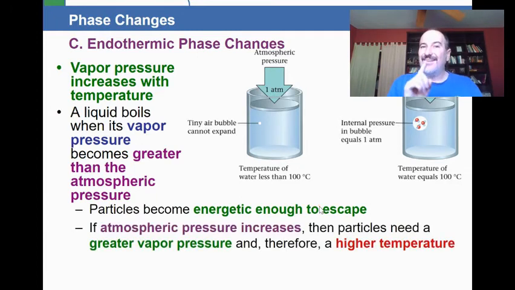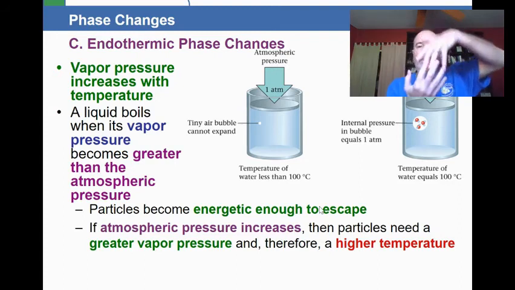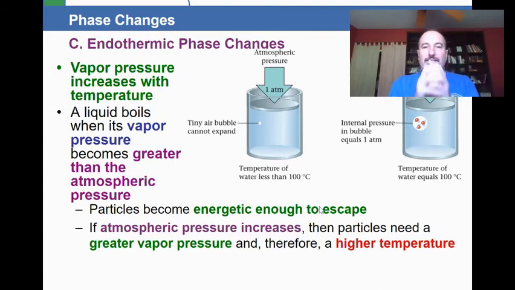Now, here's the cool part. As I talked about before, if you change the atmospheric pressure, then the temperature at which a substance will boil will change as well. So if you increase the atmospheric pressure, that means the water inside has to reach a higher vapor pressure to overcome it, and therefore it has to reach a higher temperature.